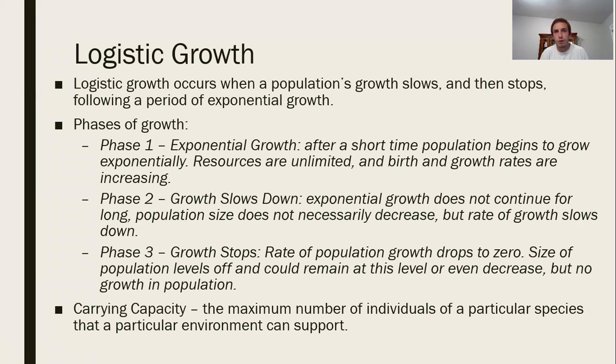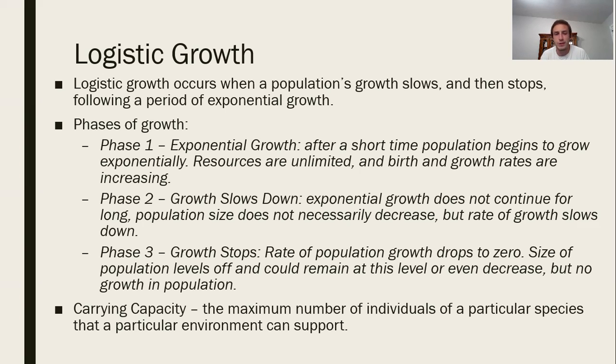And then phase 3, the growth stops. Once again, growth stopping does not mean that we're decreasing, but it just means that it's leveled off. We're no longer continuing to rise or to grow in size anymore. So the rate of the population growth drops to 0. And so the population could level off and stay at this level. It could decrease, it doesn't have to stay the same. But either way, we're no longer gaining size. So there's no influx of immigration, no influx of births, and growth is going to level out.